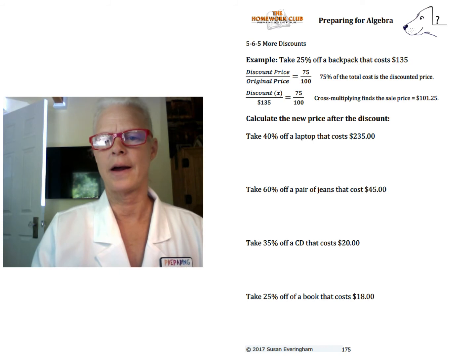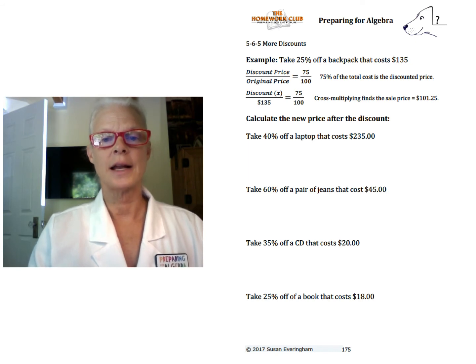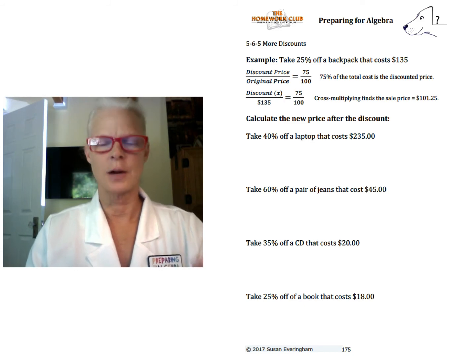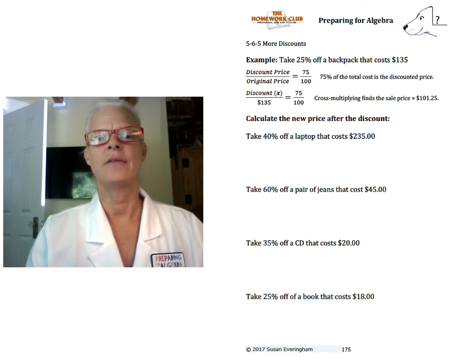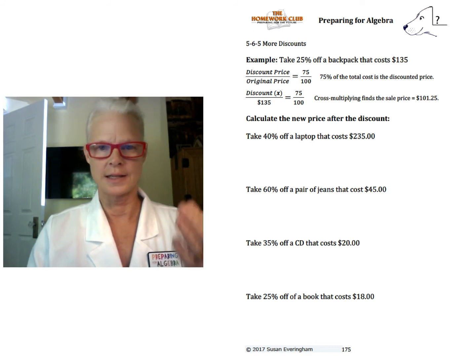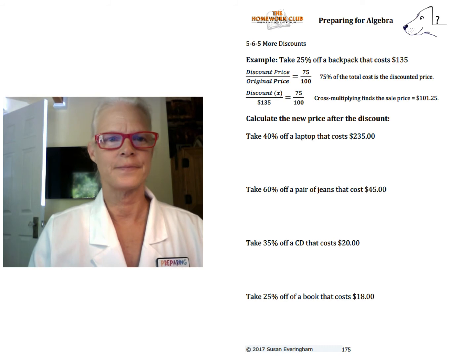Divide both sides by 100. And the sales price is $101.25. So let's go ahead and calculate the new price after a discount. So set it up just like we have done here in the example. You have discounted price over the total cost, $235, equals, if that discount was 40%, the new price is 60% of that total price, 60 over 100. Just go ahead and set it up just like that, all of them, and do cross multiplication.